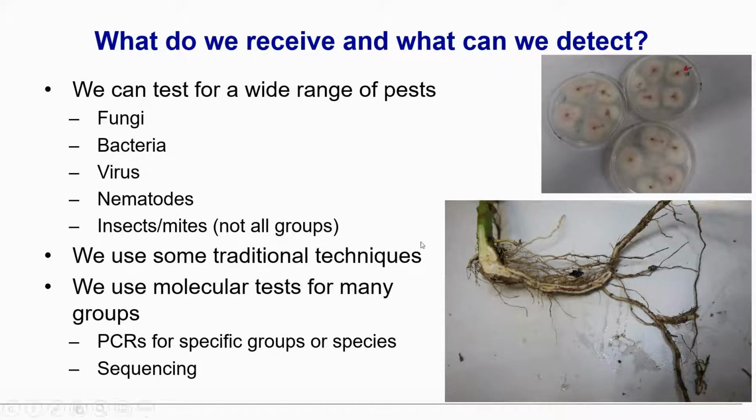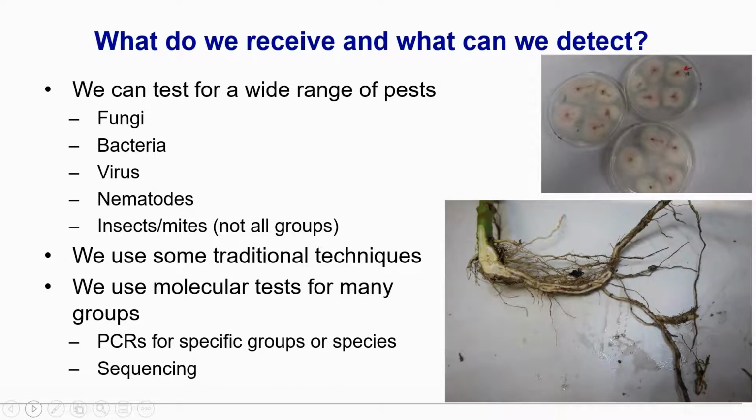And sometimes we get results that are very tricky. We also run tests for specific groups of species, or like a genus level, or for particular species. And that may be for virus groups or bacteria or some fungi.